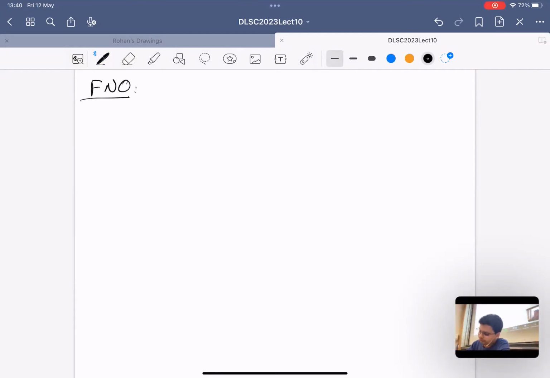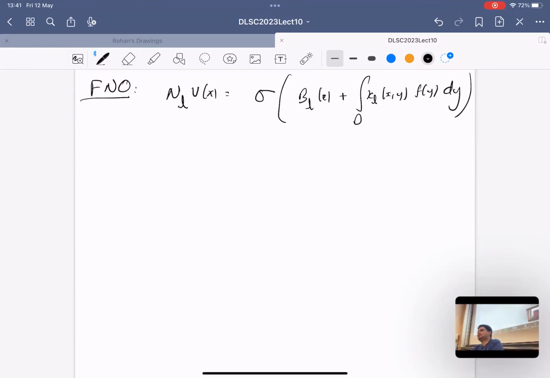So recall that we have NL. Okay, so perhaps let me explain the kernel. This is the most important bit anyway. So as I said, v of x is given by sigma of BL v plus the kernel integral, right? So KL(x,y) f(y) dy. Now first, remember that this kernel is something that we have to learn. No one gives us the kernel, right? It's something that we have to learn.